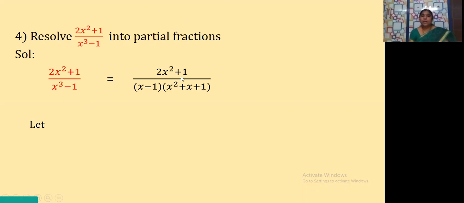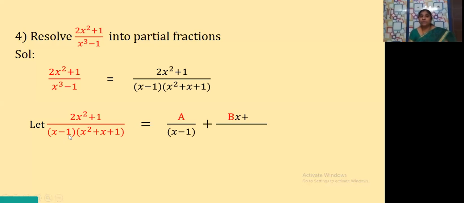It is nothing but this is the term what we got. So now let this (2x square plus 1) by (x minus 1) into (x square plus x plus 1) be written as: first one is a linear factor. So there should be only one partial fraction, A by x minus 1, because it is not repeated. Yes or not? It is a non-repeated linear factor. So it should be only A by x minus 1.